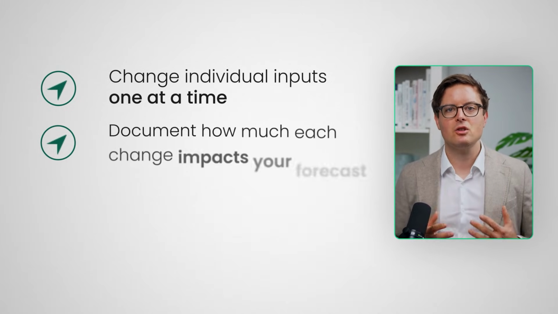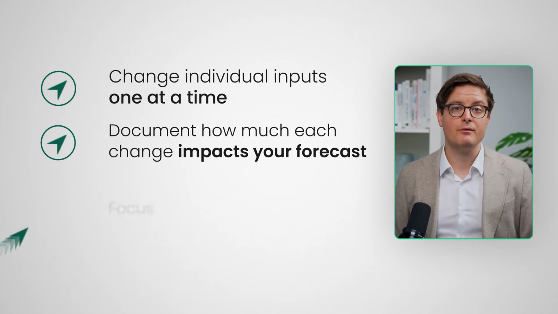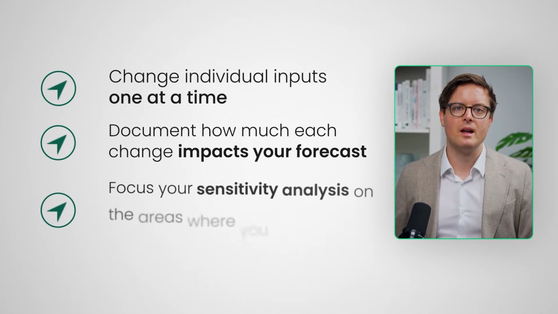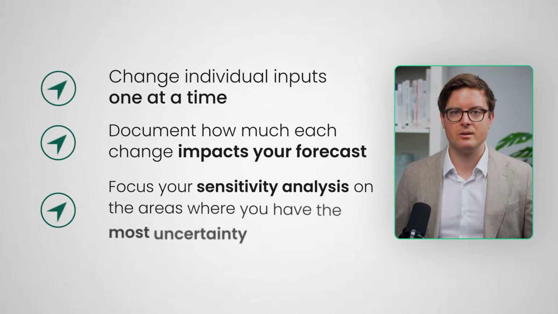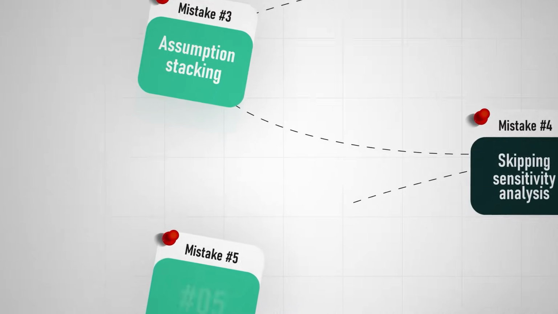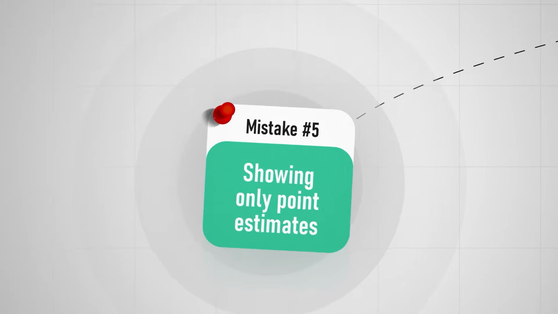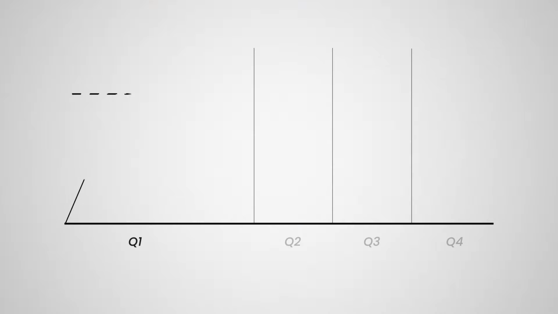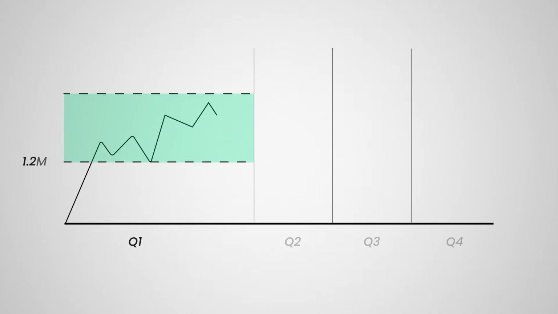Document how much each change impacts your forecast and focus your sensitivity analysis on the areas where you have the most uncertainty. Mistake number 5, showing only point estimates. Here's a misconception I see all the time. Analysts think that providing ranges makes them look uncertain or like they're lacking confidence. But actually, the opposite is true. Ranges, for example, revenue in Q1 is expected to range between 1.2 million and 1.4 million. These ranges are incredibly powerful for 3 reasons.